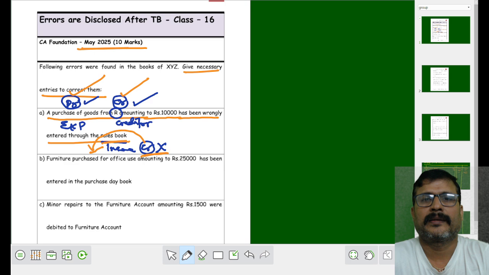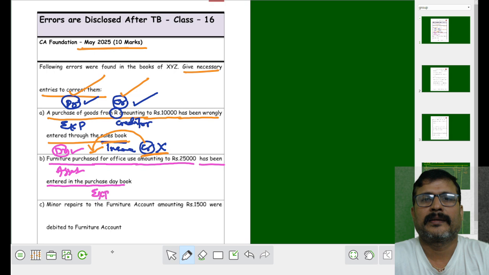See what happened in the next transaction. Furniture purchased for office use amounting to rupees 25,000 has been entered in the purchase day book. Now, what did you purchase? Furniture. Furniture is what? An asset. An asset should be correctly debited. But where have you recorded it? You have recorded it in the purchase day book.